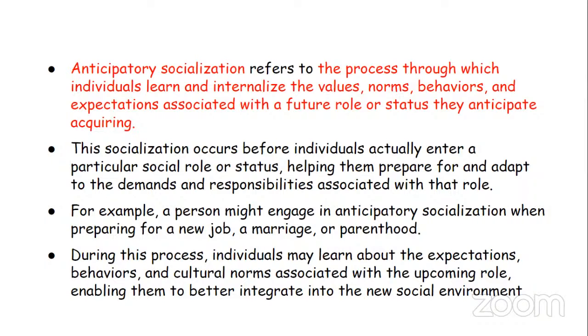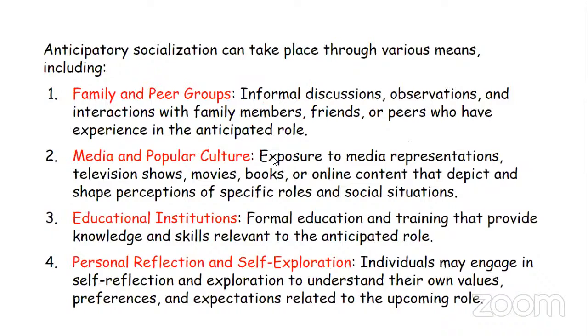Before going to the next question, these are the different means through which anticipatory socialization can take place. It can take place through family and peer groups, like informal discussions, observations, and interactions with family members, friends, or peers who have experience in the anticipated role. The other way of doing anticipatory socialization is through media and popular culture.